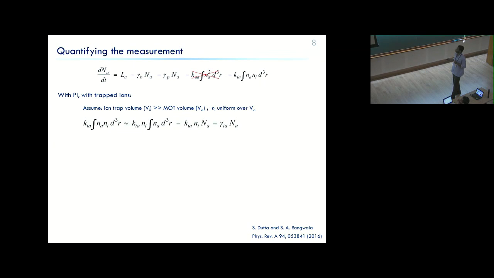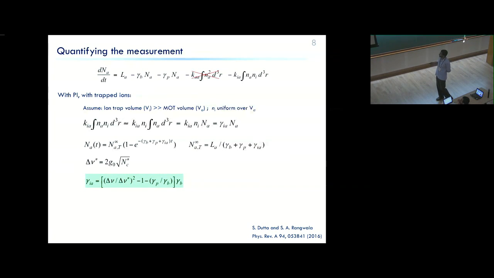So again, you can put it in the form of gamma IA times Na, and the solution of this is again easy to write. And again, doing some algebra, you can show that gamma IA, which is the ion-atom collision rate, is related to the splittings you measure and to the photoionization rates, which we have already measured, and gamma B, which we also have measured. So we can find the collision rates, and so we can do a little bit more.